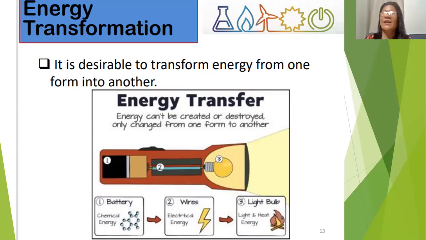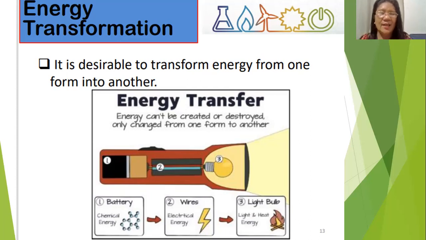So what does it mean by this? Energy is just being transformed. The first law of conservation of energy states that energy cannot be created nor destroyed, but it can only be transformed into another form. Is there anybody who can create energy? No. It could not be created. You cannot destroy it, but you can convert it into different forms.